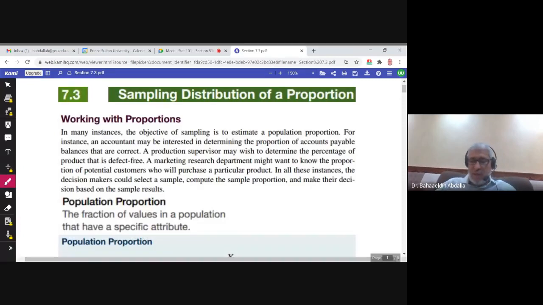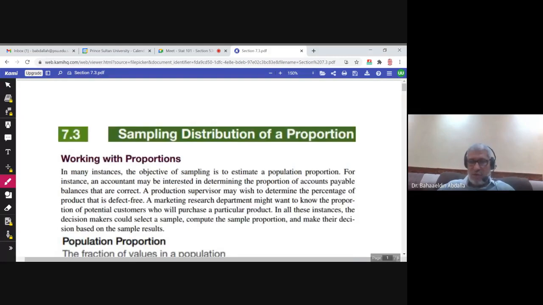This is the last section in chapter 7, section 7.3, and chapter 7 is about sampling distributions. We studied in 7.2 the sampling distribution of X bar, and now in 7.3 we study the sampling distribution of the sample proportion, or P bar.